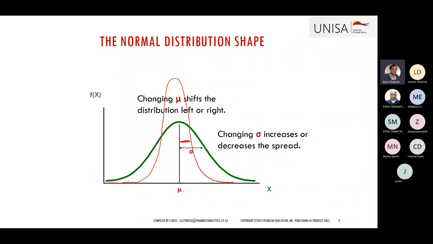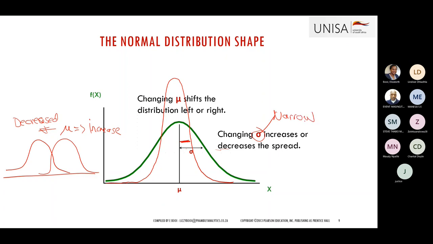That is how you can look at the different shapes of the normal distribution. If your normal distribution moves from where it was to this side, it means our mean has increased. If it moves this way, it means the mean value has decreased. In terms of the standard deviation, we talk about being narrow or being flat. When it is narrow, we have a small standard deviation, and when it is flat, we have a large standard deviation. All right.